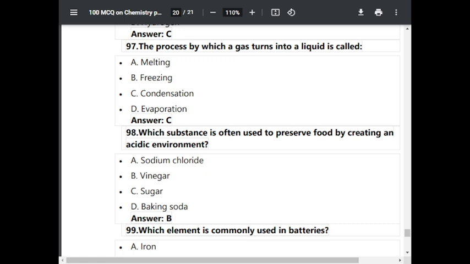Question number 98. Which substance is often used to preserve food by creating an acidic environment? Option A sodium chloride, option B vinegar, option C sugar, option D baking soda. The correct answer is C sugar. Sugar is often used to preserve food by creating an acidic environment.